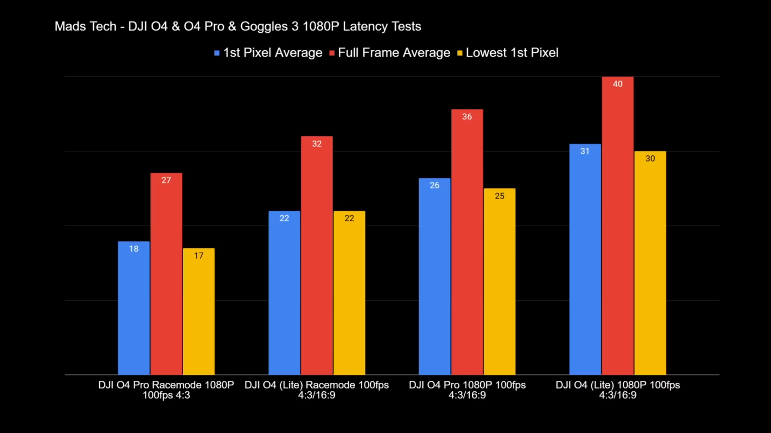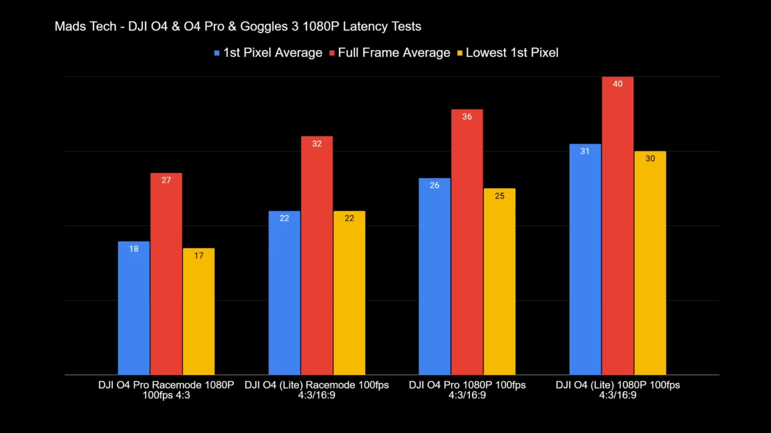is 27. When comparing the O4 standard or the Lite on the Goggles 3 in race mode, you can see we do have that 5 millisecond increase. We jump from 27 milliseconds of full frame to 32 milliseconds of full frame. It is a shame that the Lite does have this increased latency over the Pro.